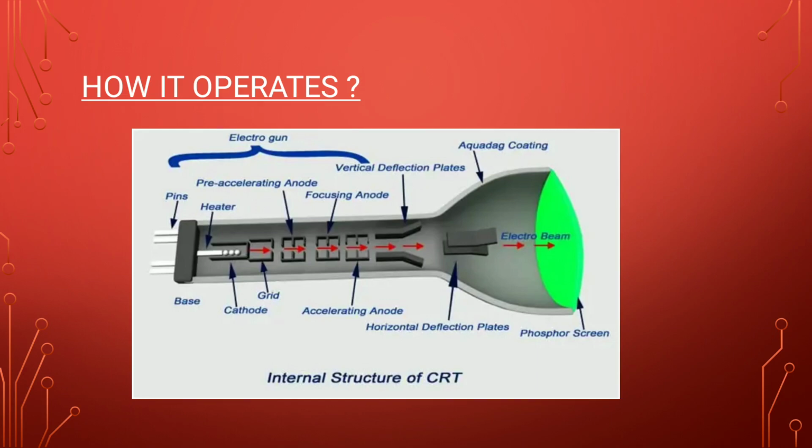All right, cathode. Now, the pins are connected, and the voltage is applied to the pins by plugging into the socket. The pin is connected to the base. As the voltage is applied to the pins, even the heater gets heated up.